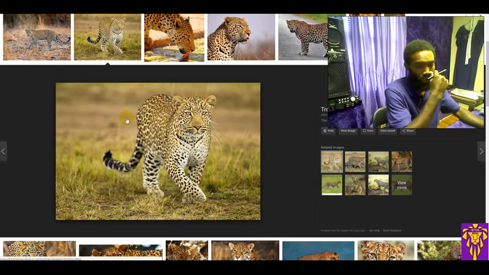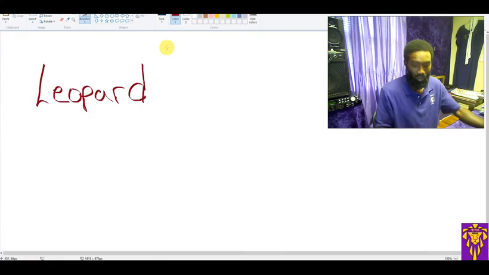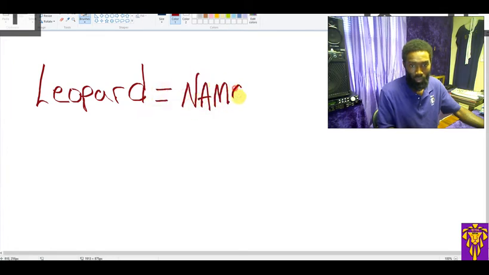Because you know when you're dealing with big cats, they all have similarities. But leopards usually have lots of spots on them, as you see. So that's a leopard. So how would you say that in the Hebrew? Okay, leopard is namar. Namar, that's leopard.